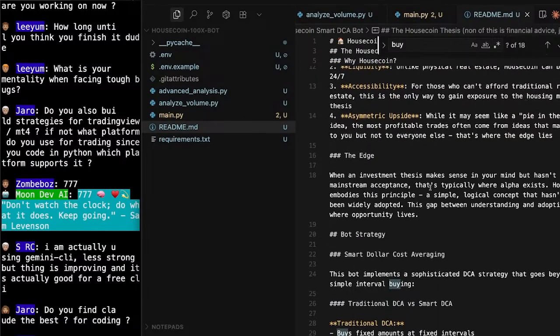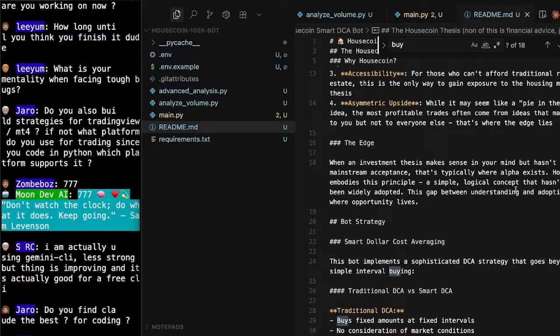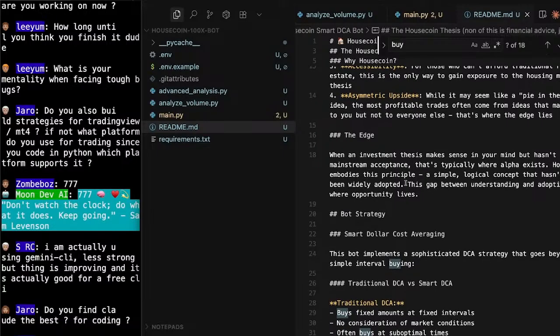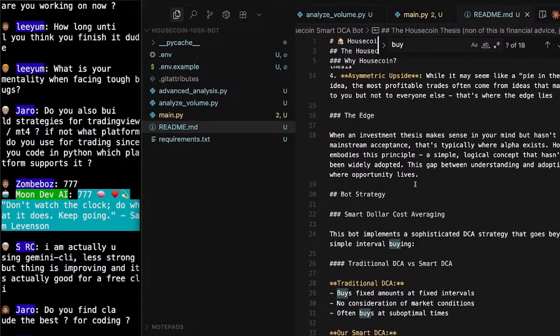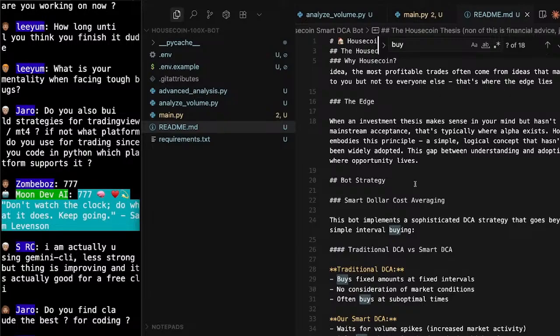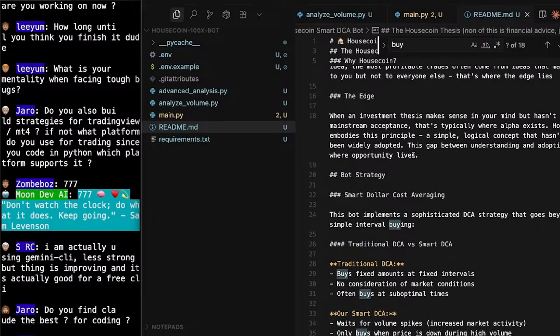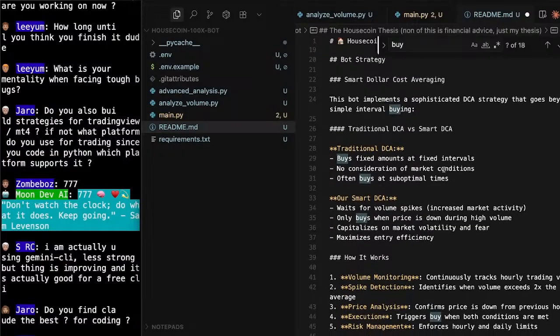The edge: when an investment thesis makes sense in your mind but hasn't gained mainstream acceptance, that's typically where alpha exists. Housecoin embodies this principle, a simple, logical concept that hasn't yet been widely adopted. This gap between understanding and adoption is where opportunity lives, in my opinion. Not financial advice. Bot strategy, smart dollar cost averaging.